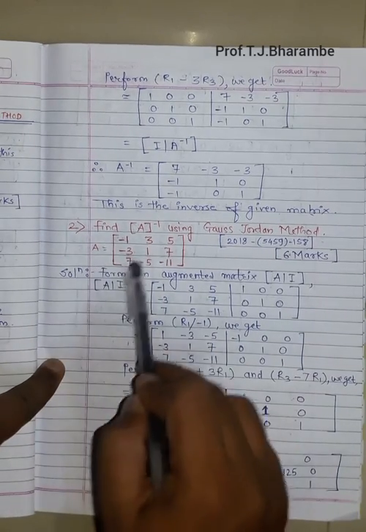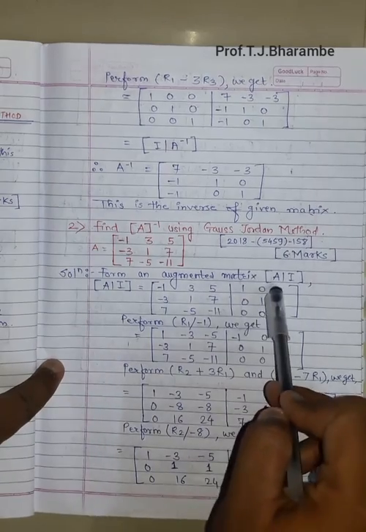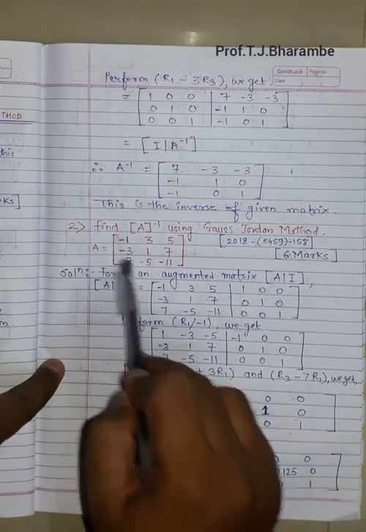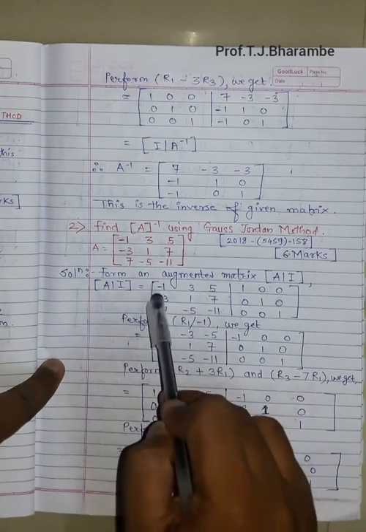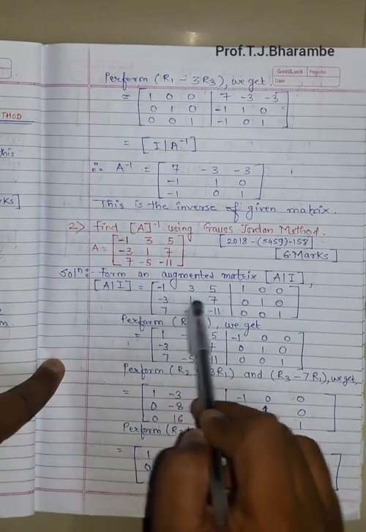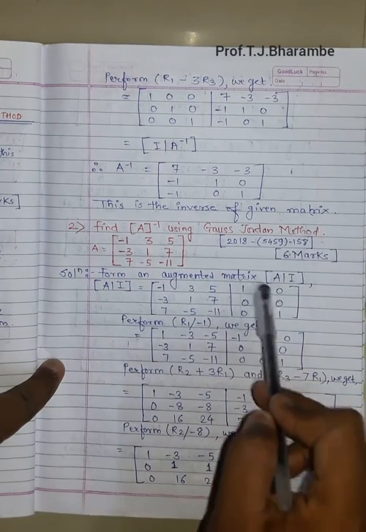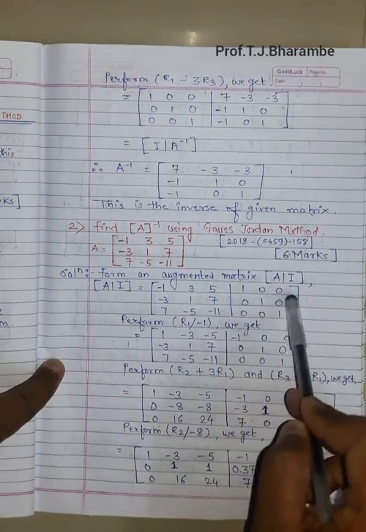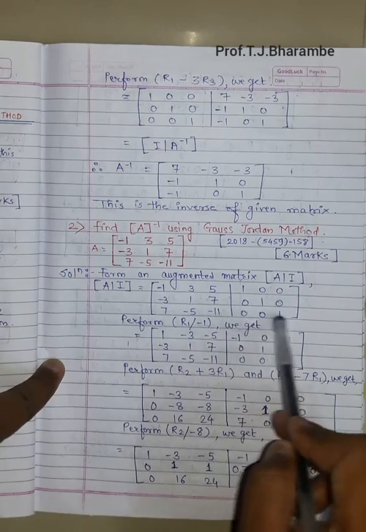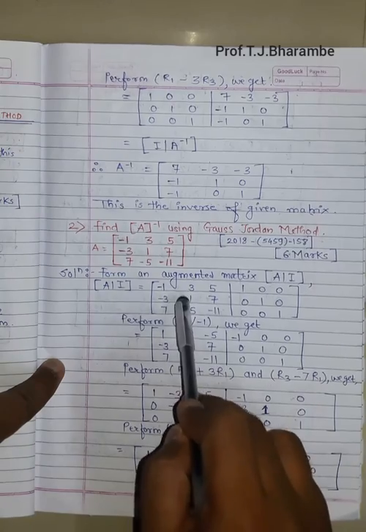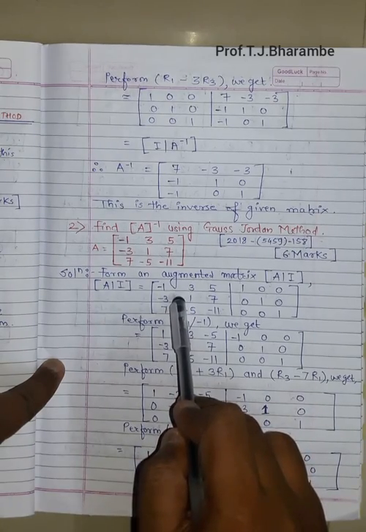What we have to do, first step is we have to form an augmented matrix, that is A augmented I. So see here, I have written A augmented I. This particular matrix I have written here, -1 3 5, -3 1 7, 7 -5 -11, and we have to write here an identity matrix, that is 1 0 0, 0 1 0, 0 0 1. So now what we have to do is convert this matrix A into an identity matrix.